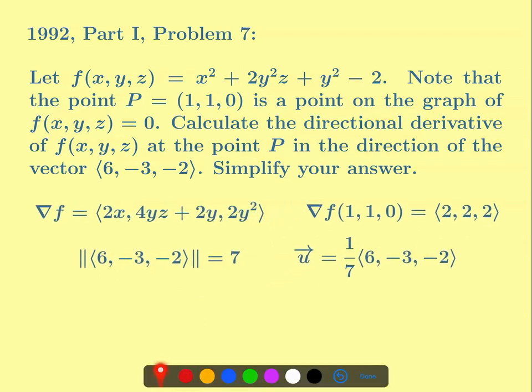The directional derivative is defined as the dot product of these two vectors. So we want to take the dot product of the vector u, giving us the direction, and the gradient of f at the point we're interested in, 1, 1, 0. So taking the dot product, you can see we have 12, minus 6 is 6, minus 4 is 2, and then we have a 7 on the denominator here. So we're going to get 2 sevenths. That's what we wanted. That's the directional derivative of f at the point 1, 1, 0 in the direction u, or if you want, this direction. So the answer is 2 sevenths.